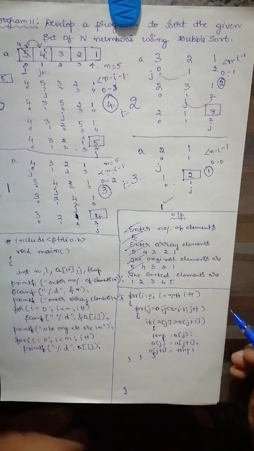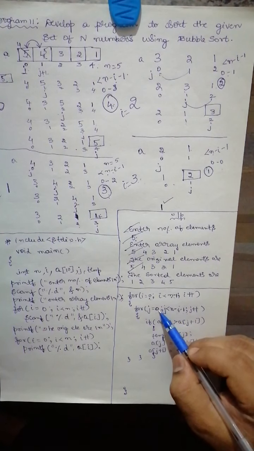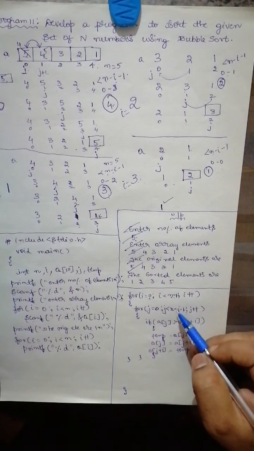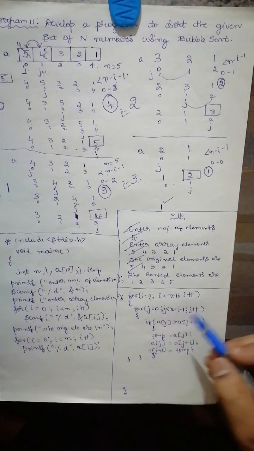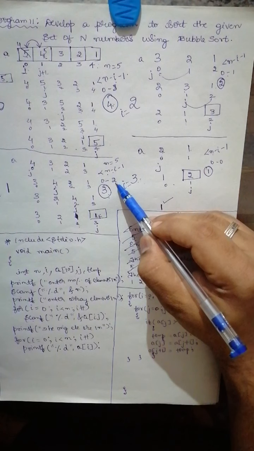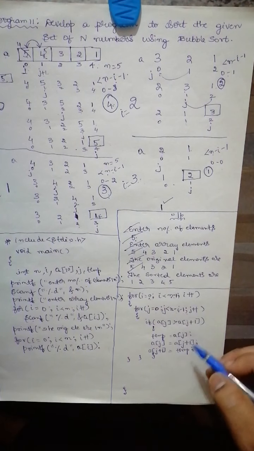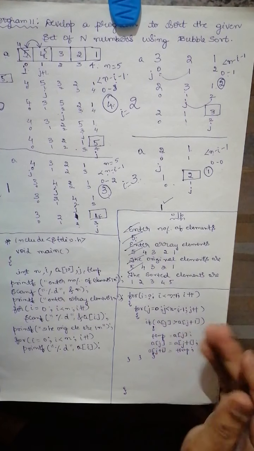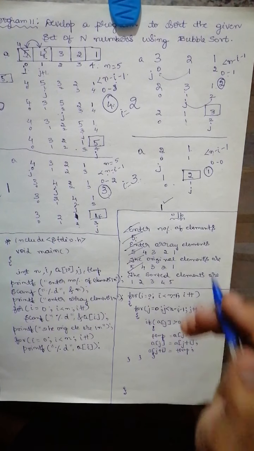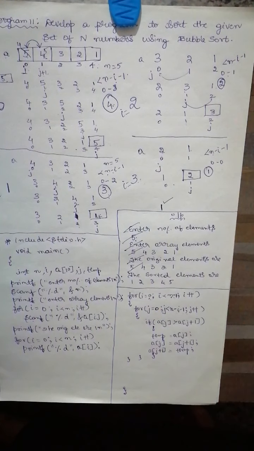Next time, how many times will it execute? 0 up to n minus I minus 1. By that time, the I value would be 1, so it will be up to 2. So less than 3 means 0 up to 2. So this is how the loop would be executed. By the time you come out of both for loops, I will be getting the sorted elements. The sorted elements would be present in the same array itself.